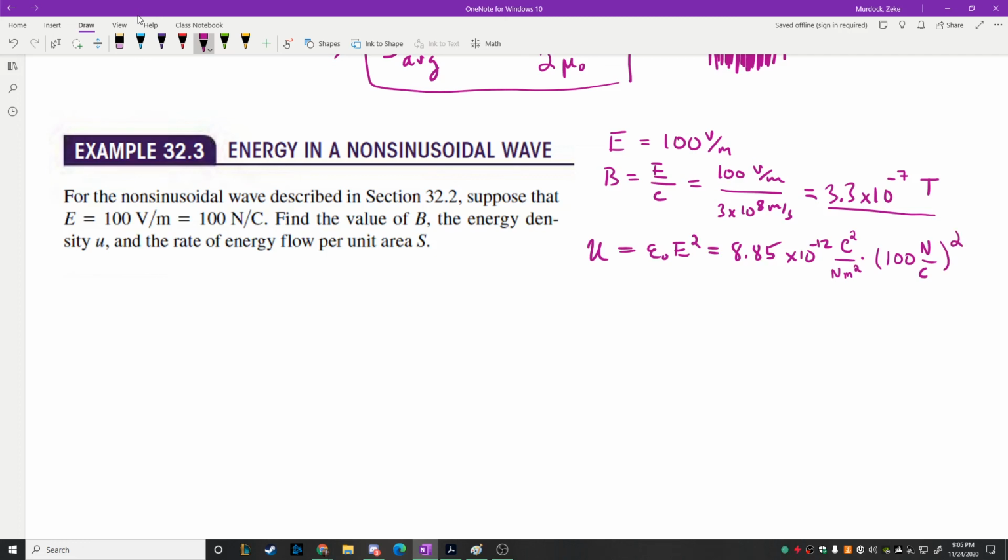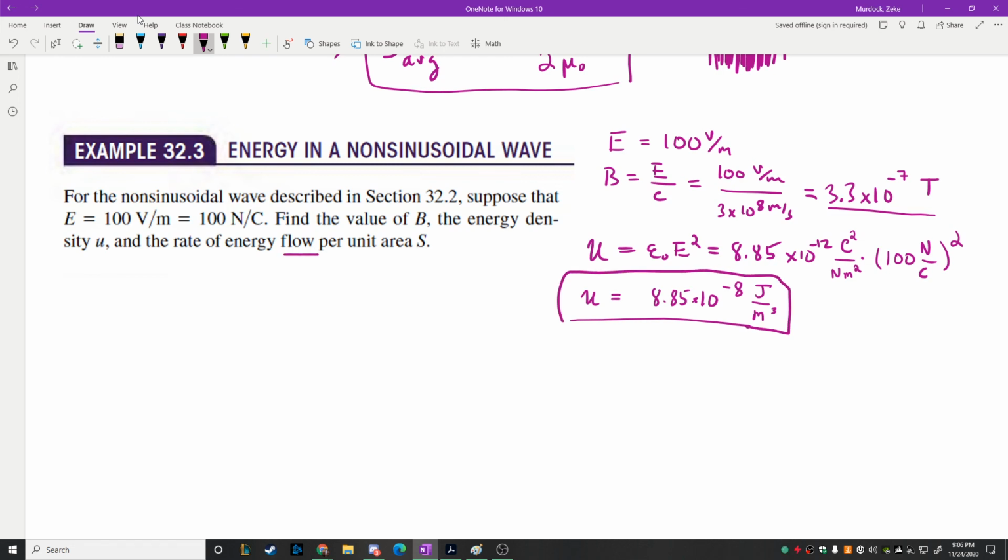Let's write this as newtons per coulomb whole squared. Does this work out? Let's see. Coulomb squareds cancel. One of the newtons cancel. You end up getting energy density, which ends up being newtons per meter squared, which is right, because that would be like newton meters per volume. Yeah. 100 squared is 1e4. I think that's right. That one I got right.